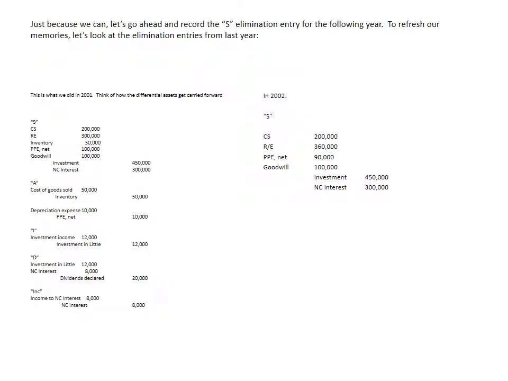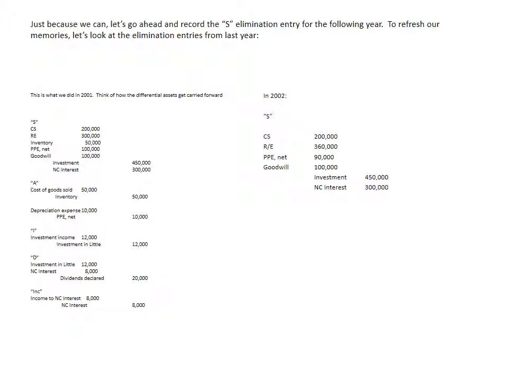Okay, just because we can, let's see what the first elimination entry, the S entry, would look like in the following year. Now, to refresh our memories, let's look at the elimination entries from last year. Those are on the left-hand side in the smaller font. Again, we have the S, A, I, D, and Inc entries. And again, what we need to think of is how these entries carry forward to the following year.